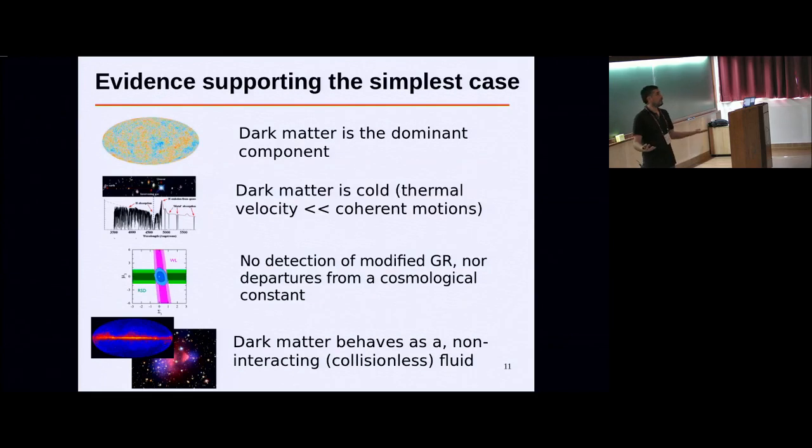Also, so far, despite many efforts, there are no detections of departures from Einstein's gravity, nor from a cosmological constant. And there are also many experiments, for instance from the Fermi satellite, or the observations of the bullet cluster, that indicate that, to our best knowledge, dark matter has zero cross-section with photons, and also with itself, right? So it can be considered as a collisionless fluid.